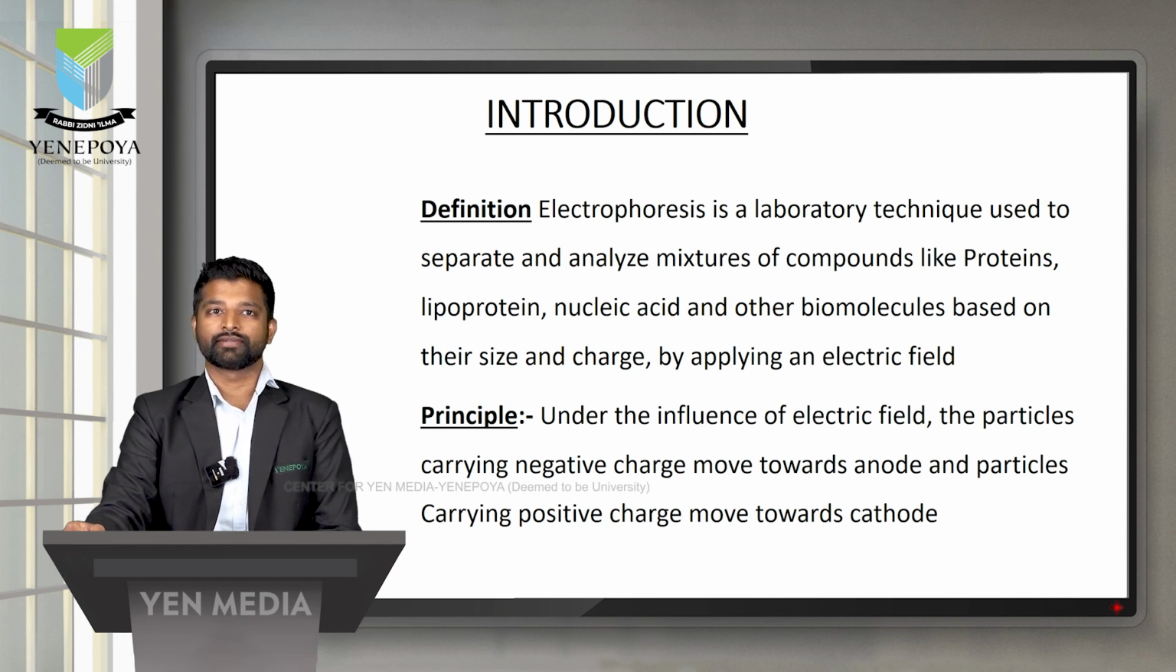So next, coming to the principle, under the influence of an electric field, the particles carrying a negative charge move towards the anode and the particles carrying a positive charge will move towards the cathode. So the movement will be based on charge. If the particles contain a negative charge, they will move towards the anode side, and the particles carrying a positive charge will move towards the cathode side.